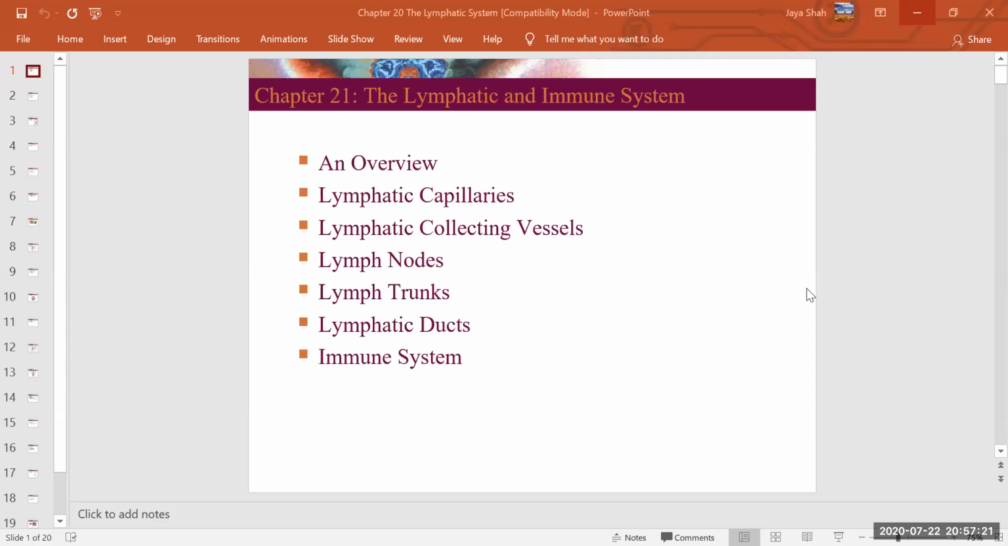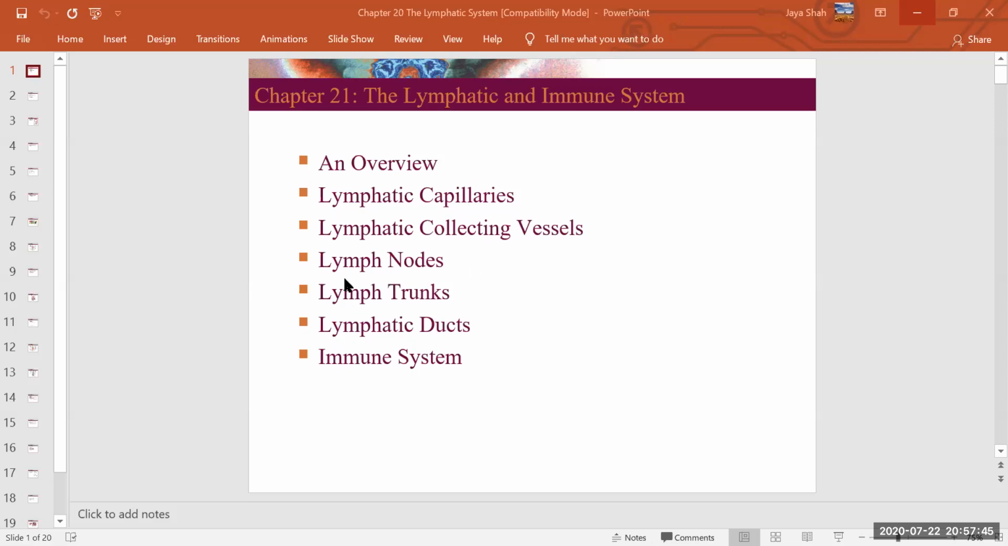Hello guys, good afternoon. We are starting the next chapter in Unit 4, that is the lymphatic system and immune system. We'll focus only on the lymphatic and we'll just touch the base regarding the immune system because we focus a lot on immune system in physiology, okay? So today we will go over an overview of the immune system.